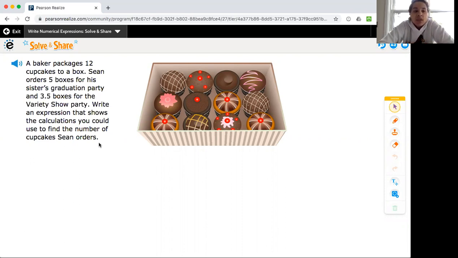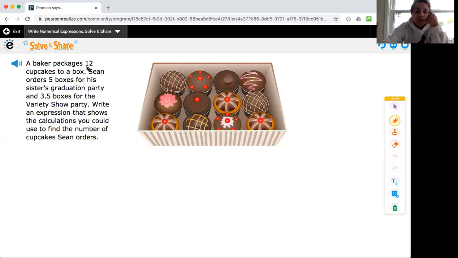All right, so first things first, what is this problem asking us to solve? Go back and read that problem to yourself to figure out what this problem is exactly asking us to solve. I'll give you a minute now. Okay, hopefully you said that it's asking us to write an expression to find the number of cupcakes Sean ordered. All right, so the next question I have for you is what information does it tell us, or what information do we know?